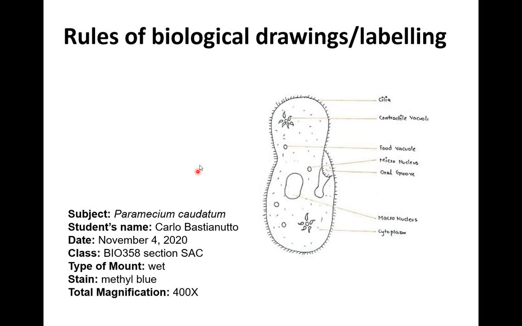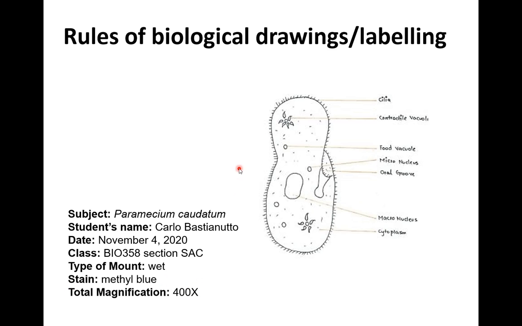So a wet mount will be a fresh sample just done. You just basically take your sample, you might add some solution, could be water, or could be an isotonic solution to make it last a bit longer, and then you immediately put a cover slip on and look at it. That will be a wet mount.